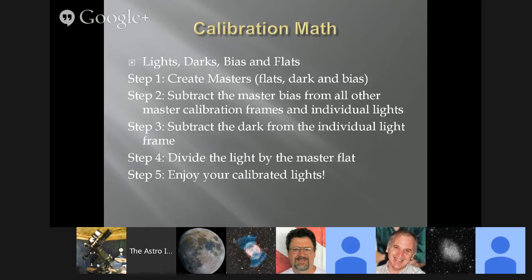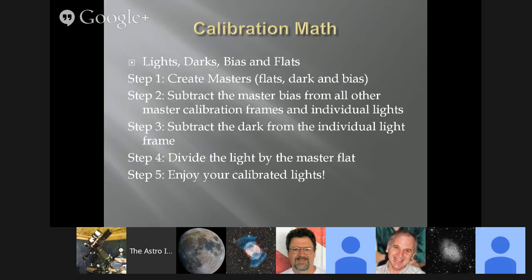Calibration frames, I put lights up there, but lights aren't your calibration frames. Lights get calibrated. Your calibration frames are your darks, your bias, and your flat frames. And the first thing you do when you're calibrating is you create your masters. You create masters of your flats, your darks, and your bias.